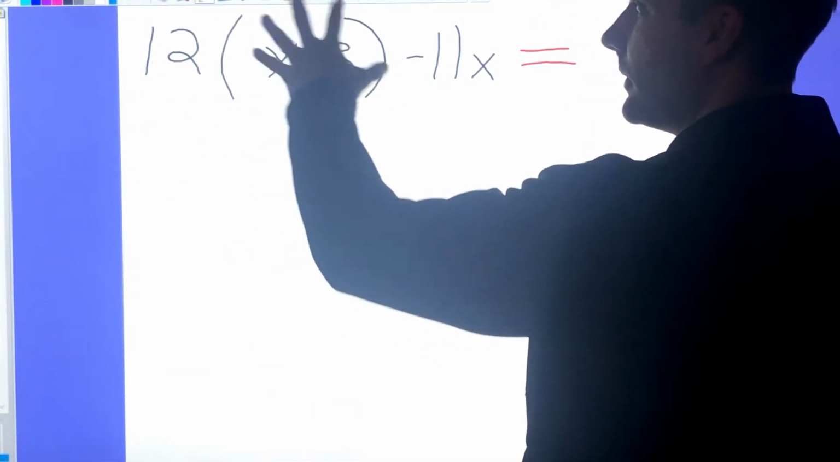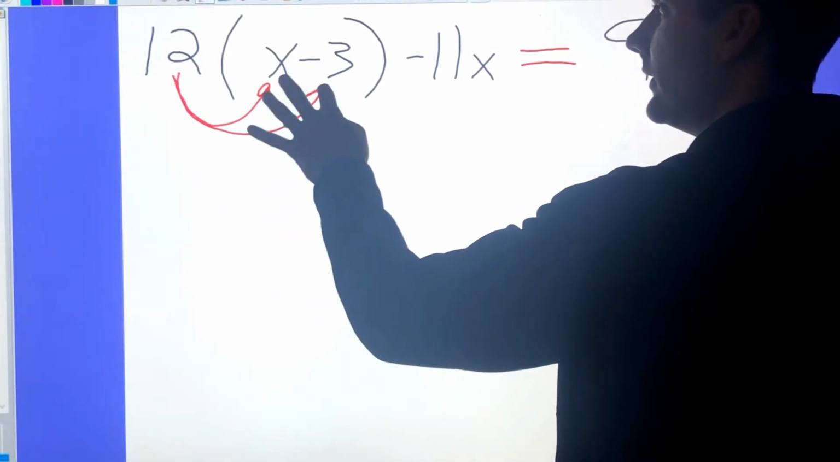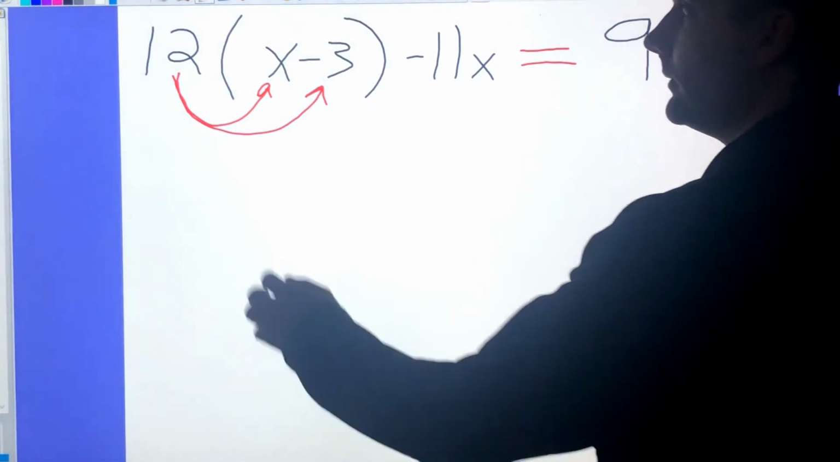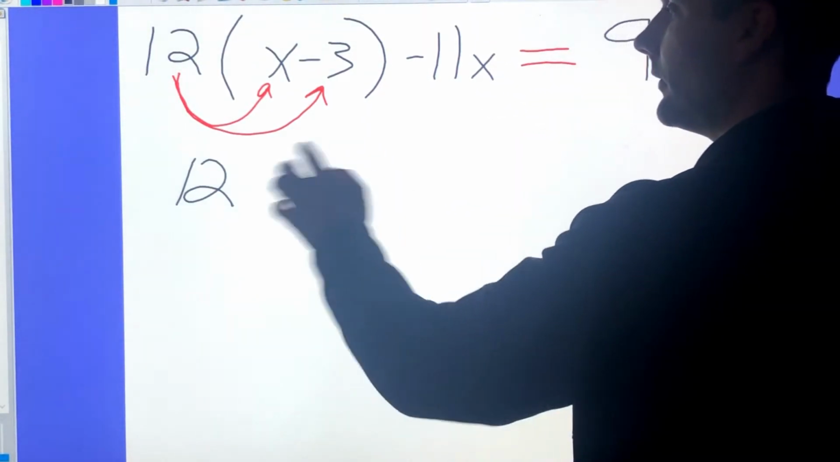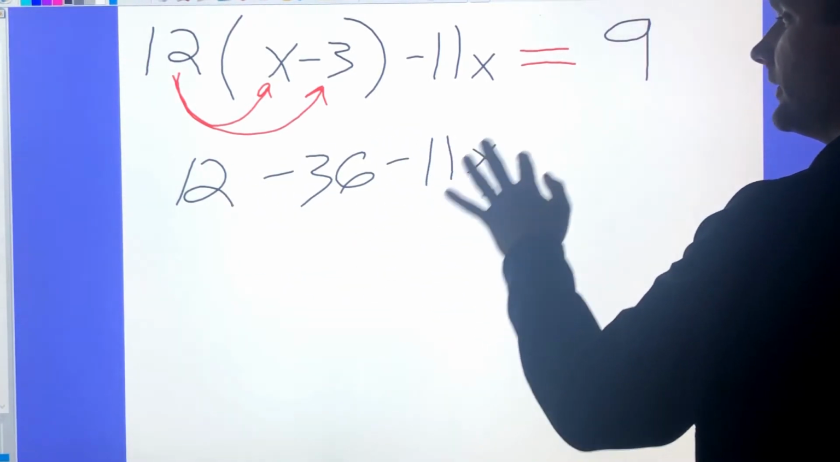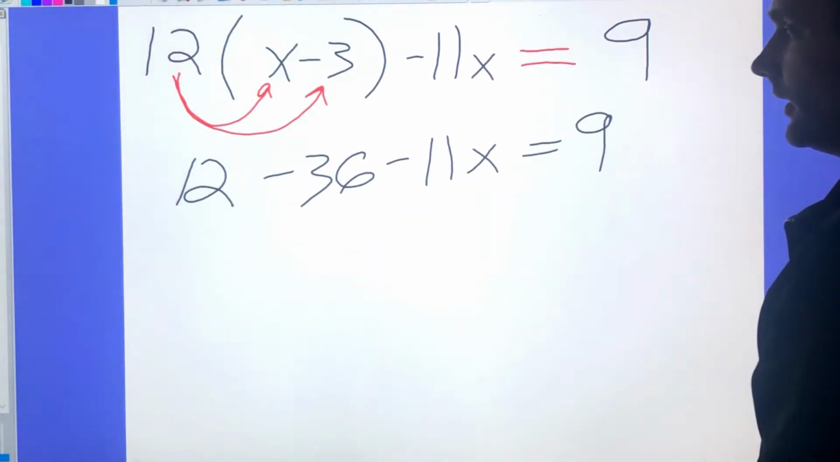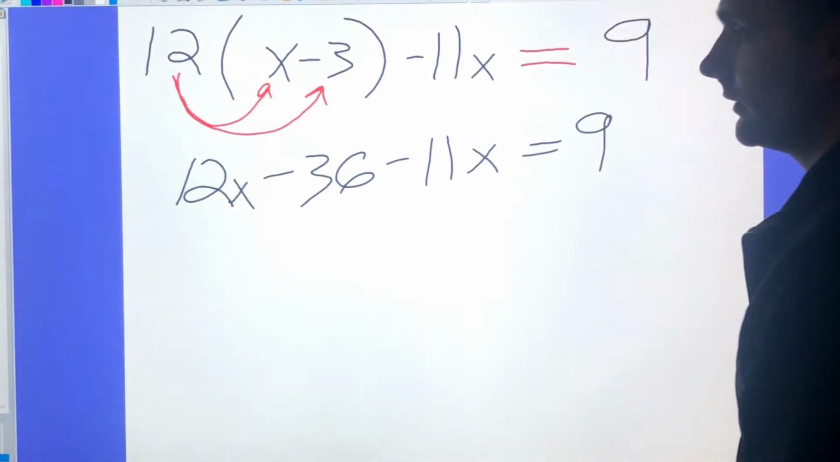So I'll need to multiply here in the parentheses in this distributive property with a 12x and a 12 times negative 3. So 12 times x is 12x. 12 times negative 3 is a negative 36. Drop everything else down, keep it all the same. Minus 11x equals 9. Sorry, this should be an x.